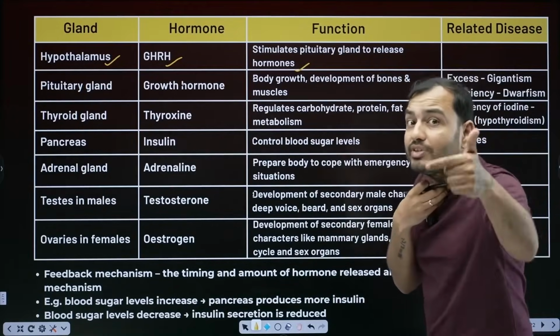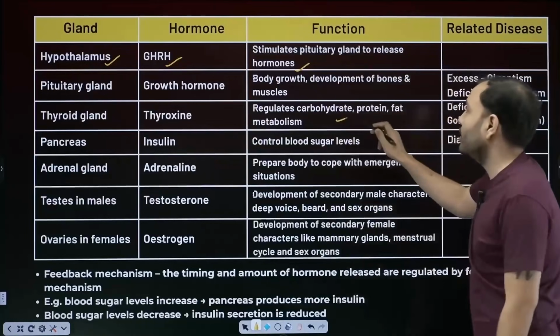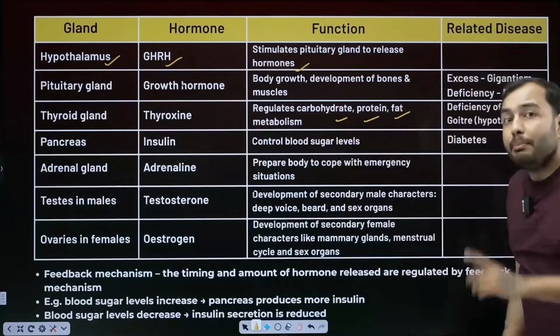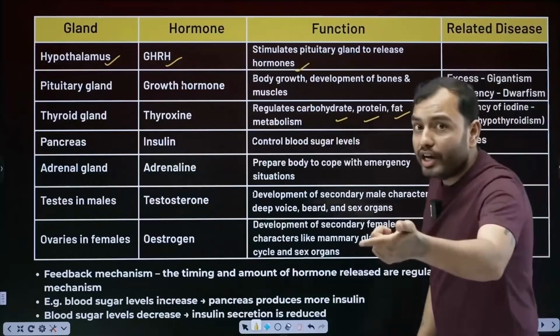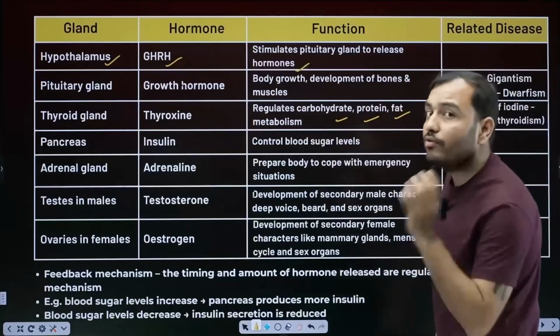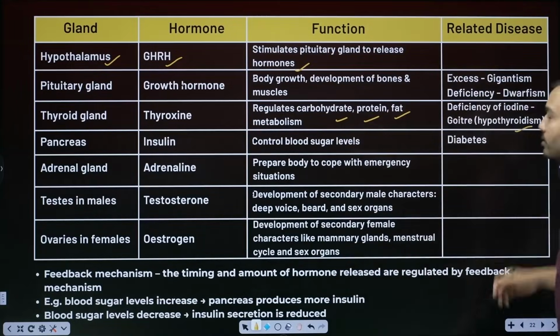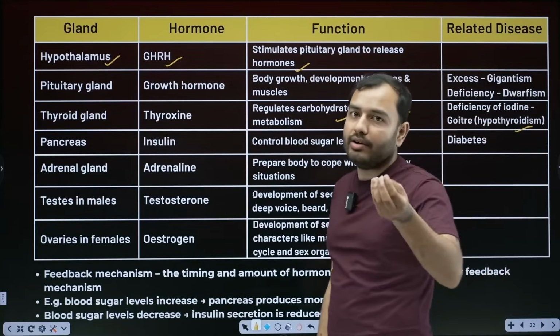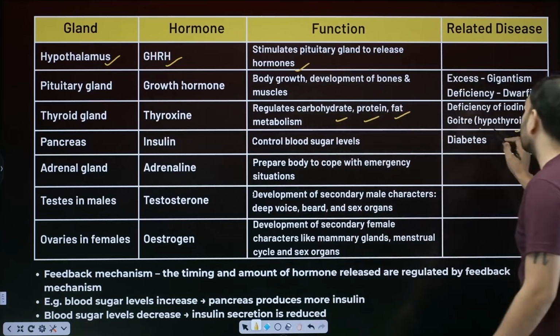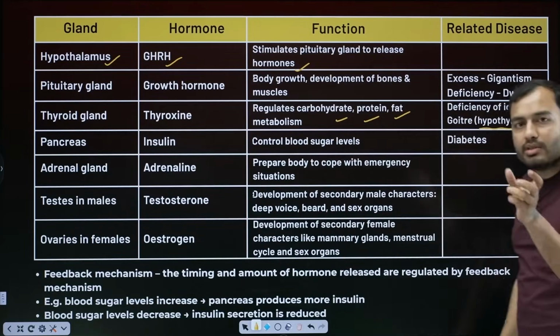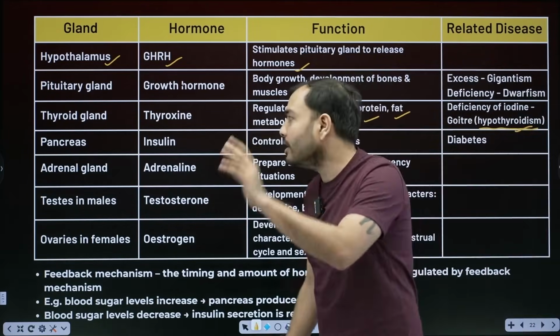What is its main job? Metabolism of what? FCP: carbohydrates, proteins, fats. Iodine is required for its formation. If there is a deficiency of iodine, what happens? Goiter, swelling of the neck. What is the solution? Eat iodized salt. This condition is called hypothyroidism. Hypo means low, meaning thyroxine hormone is not being produced.